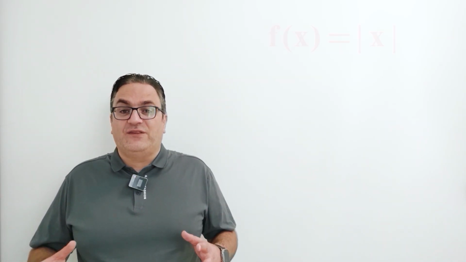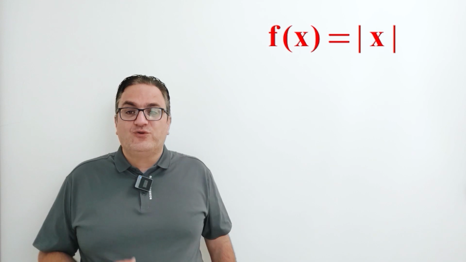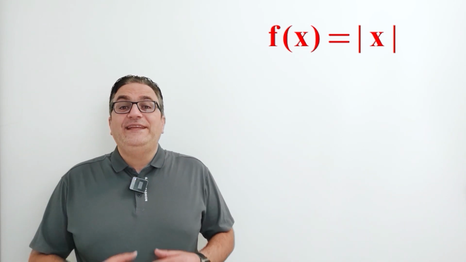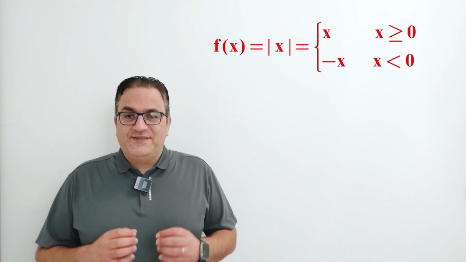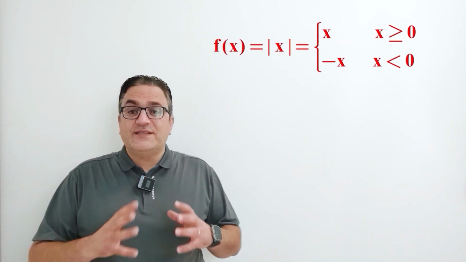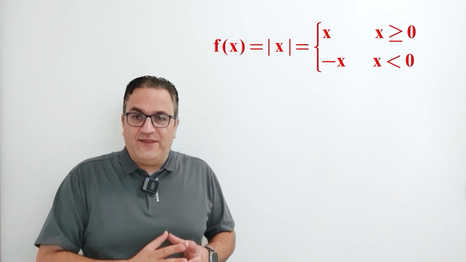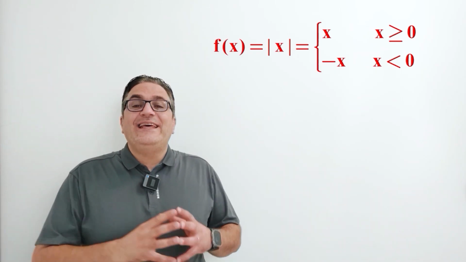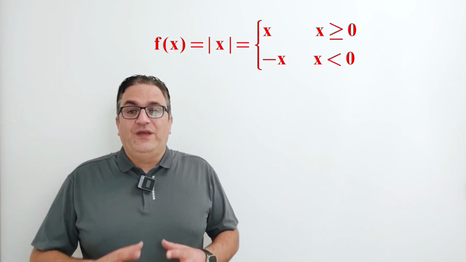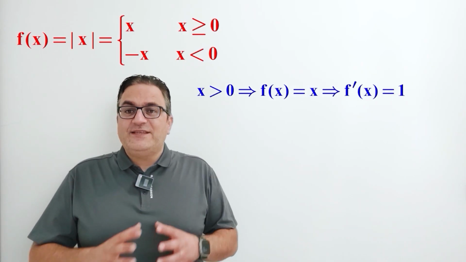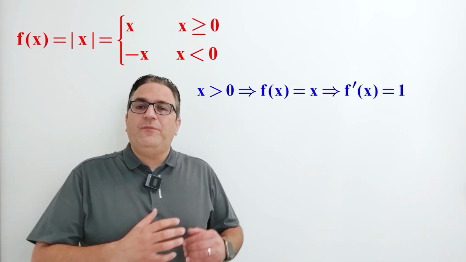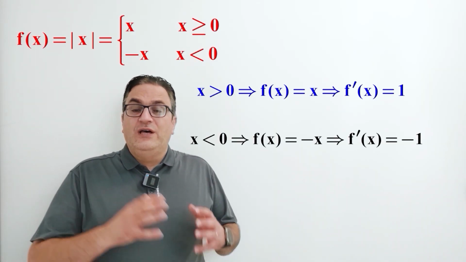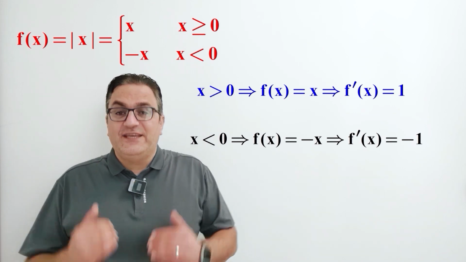Now look at the function. f of x equals the absolute value of x. To understand its derivative, we write the absolute value in a piecewise form. Means the absolute value of x equals positive x if x is greater than or equal to 0 and negative x if x is less than 0, right? Now we differentiate each part. If x is greater than 0, f prime of x is positive 1, and if x is less than 0, f prime of x is negative 1.